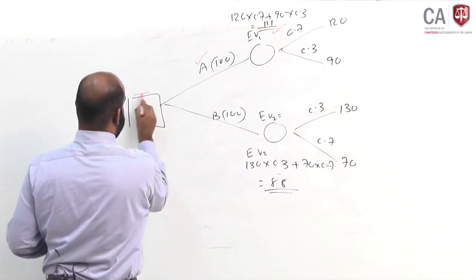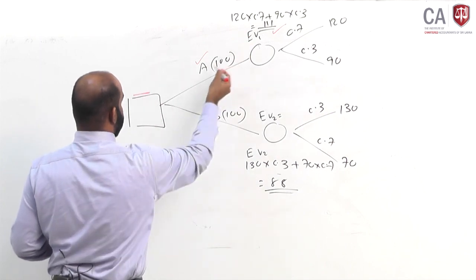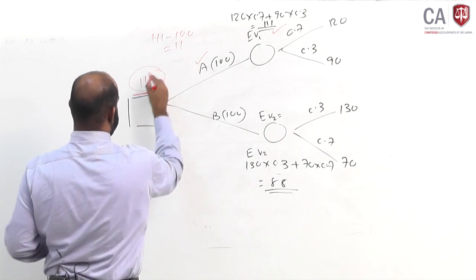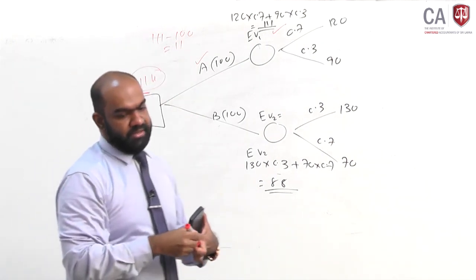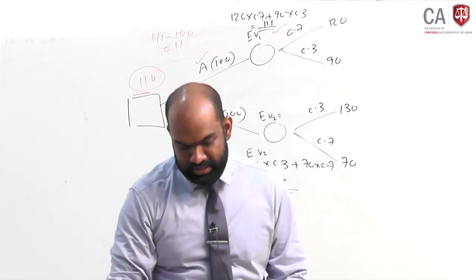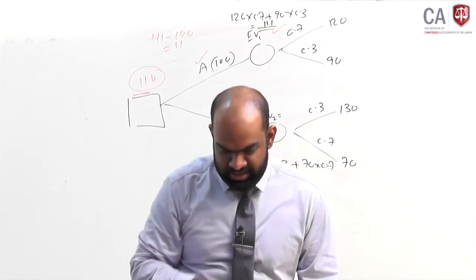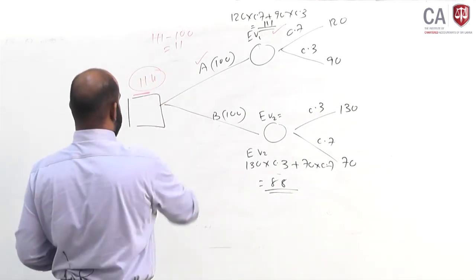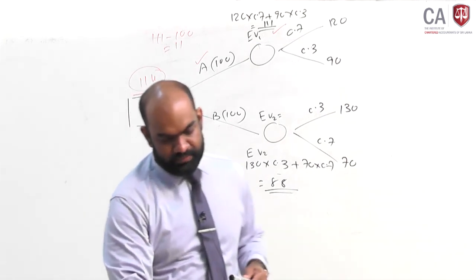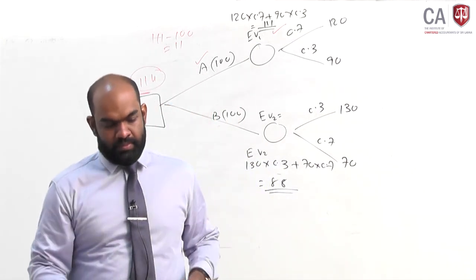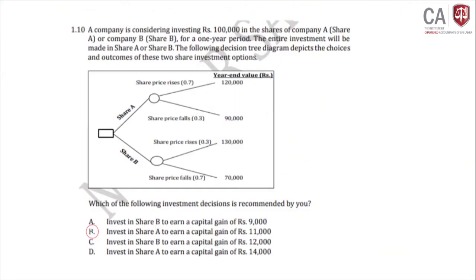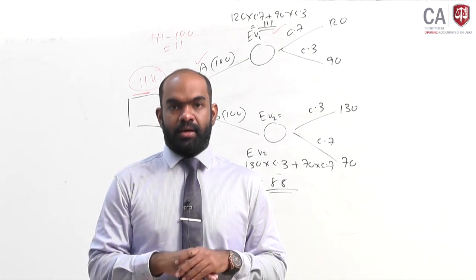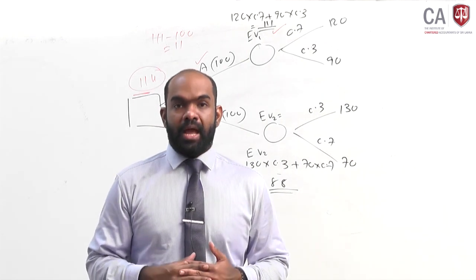So we will select that. The net value to be put here is that you have to deduct 100 from this 111, so the net value is 11,000. So 11,000 is your net capital gain here. So invest in share A and earn a capital gain of 11,000. That's your answer. So the correct answer is B. That finishes the discussion of the MCQs.